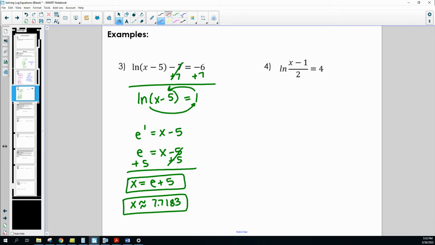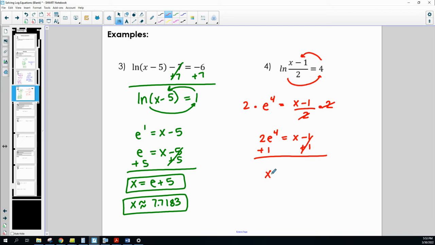Okay, and then on this one, number 4, the log is already isolated, so we're going to change forms. Okay, so we have e to the 4th is equal to x minus 1 over 2. I want to get rid of the 2 in the denominator, so I'm going to multiply both sides by 2. So these 2's will cancel out. So we have 2e to the 4th equals x minus 1. And then to get x alone, we will just add 1 to both sides. So x equals 2e to the 4th plus 1. That is our exact answer.